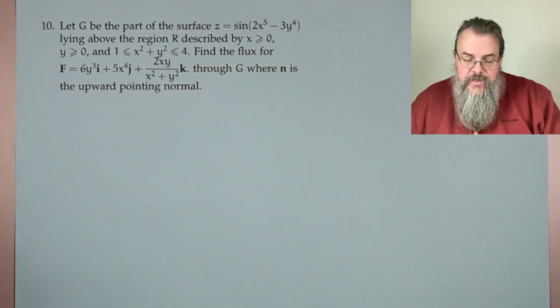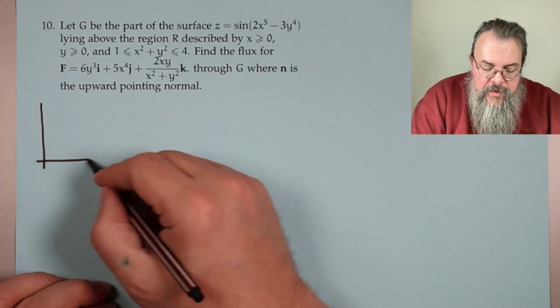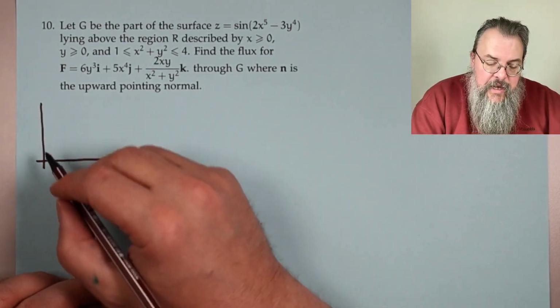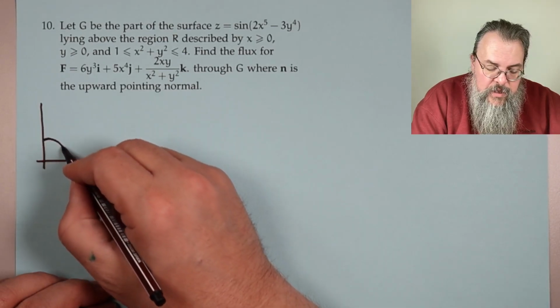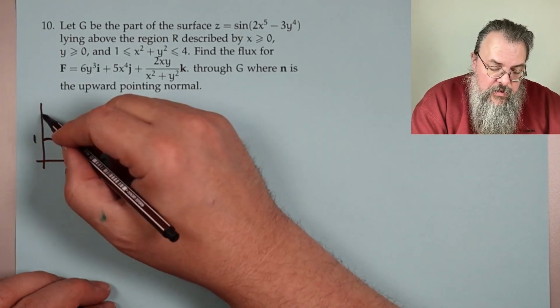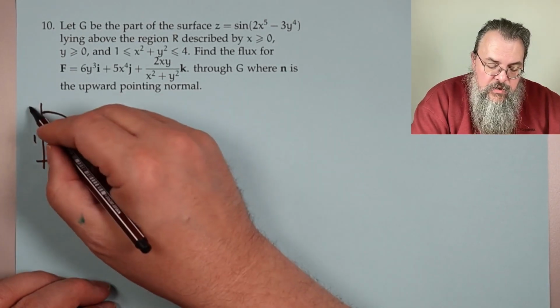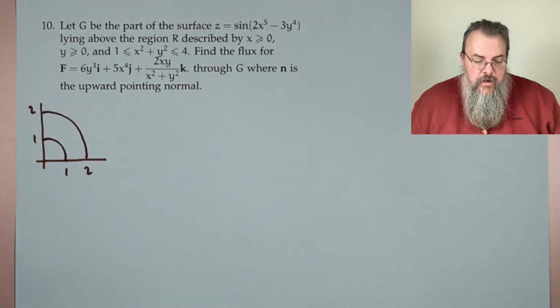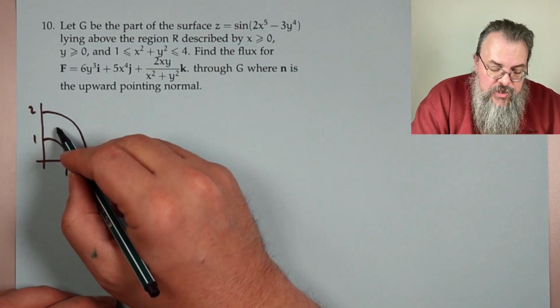Now we can quickly sketch that. And so x greater than or equal to 0, y greater than or equal to 0 means we're in the first quadrant. X squared plus y squared equals 1 is a circle of radius 1. X squared plus y squared equals 4 is a circle of radius 2. So there's the circle of radius 2. And so our region R is in between. Okay, so here's our region R.